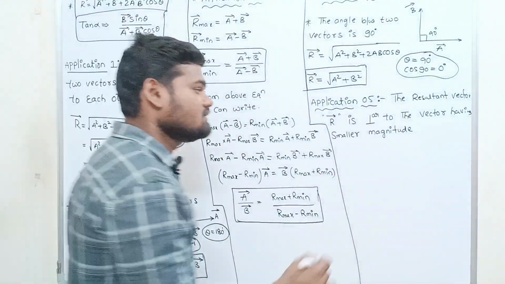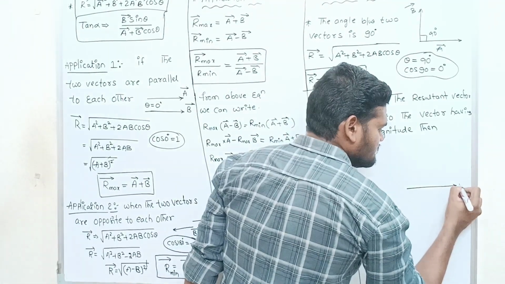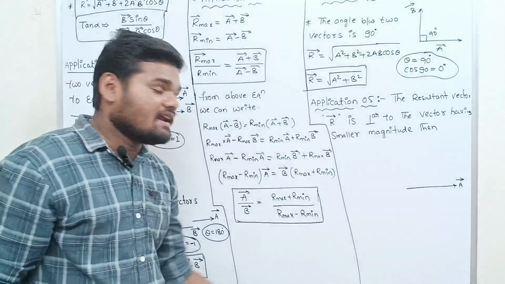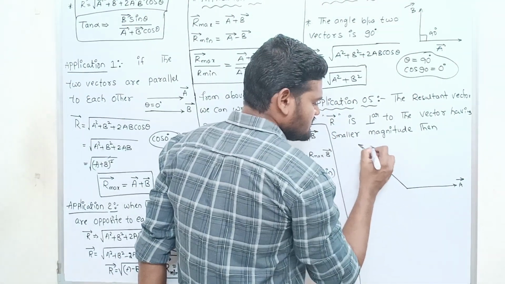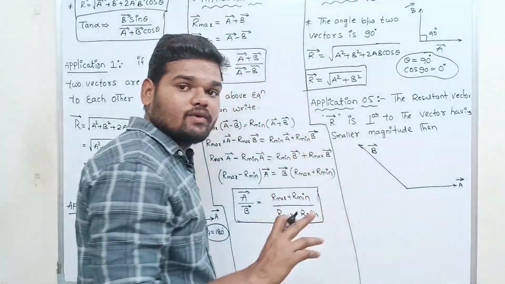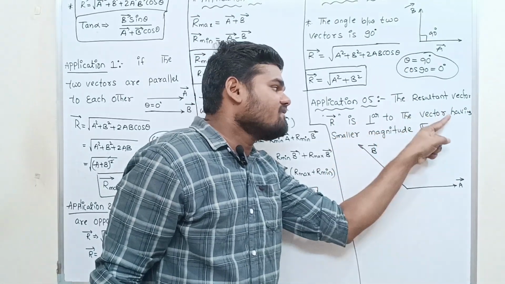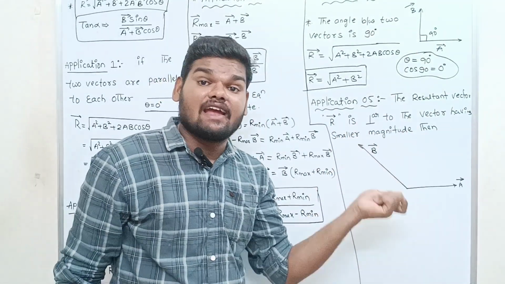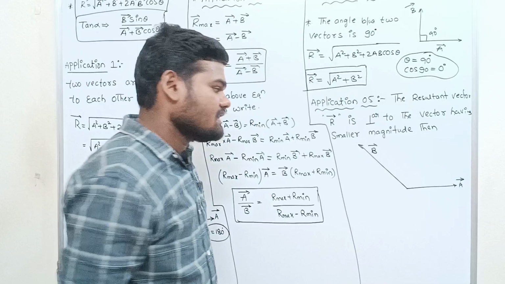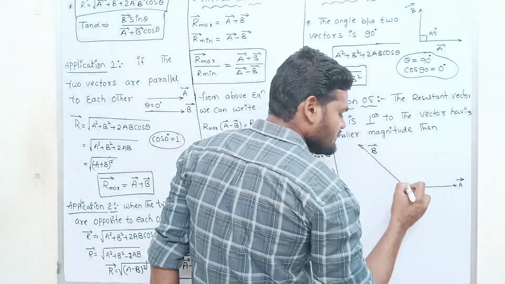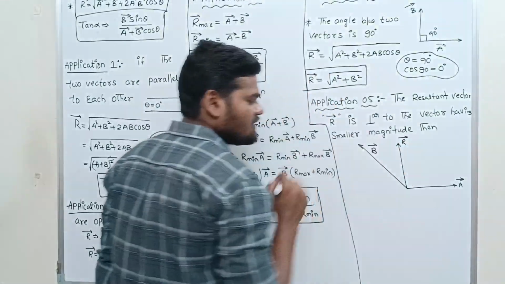Have a look. Here I am taking the vector a bar, and the magnitude of the vector a bar at this time is small. I am taking the b bar vector, and at this time the magnitude of b bar is more. So what is our condition? The resultant vector r bar is perpendicular to the vector having smaller magnitude. Whatever vector has the smaller magnitude, with respect to that vector the resultant vector is perpendicular. So a bar has the smaller magnitude, and the resultant vector is perpendicular to it. So this is the r bar vector.